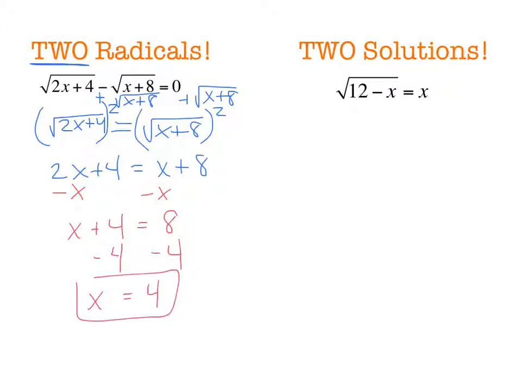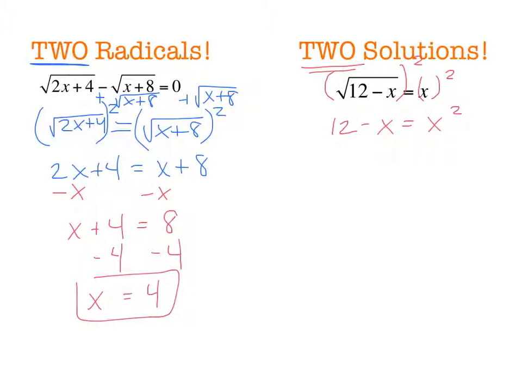Our second problem is special because we get two solutions. You're going to have to remember some of your factoring unit for this one. So we already have the square root alone on one side. That means step 1 is done for us, and we need to go to step 2, which is squaring both sides. The square root of 12 minus x squared is going to get rid of that square root symbol, so we get 12 minus x is equal to x squared.